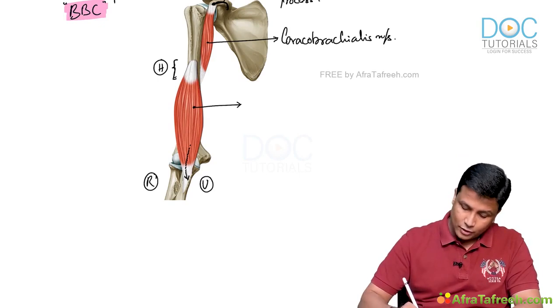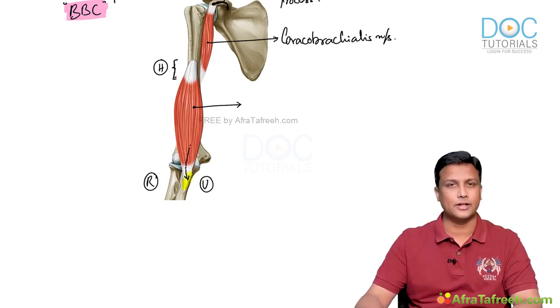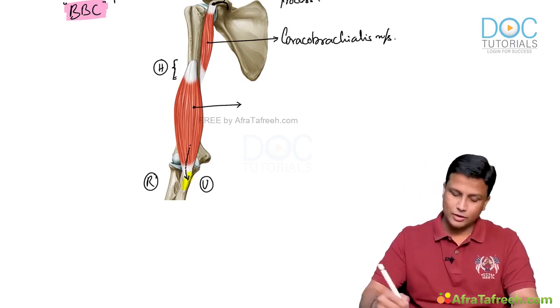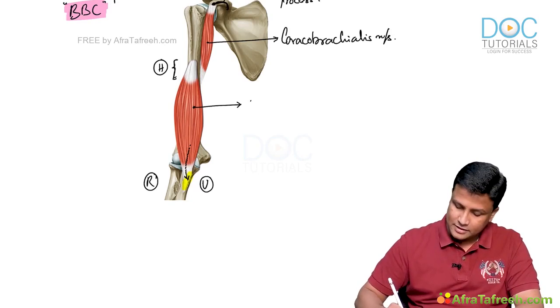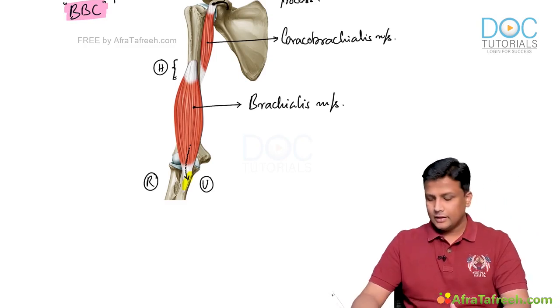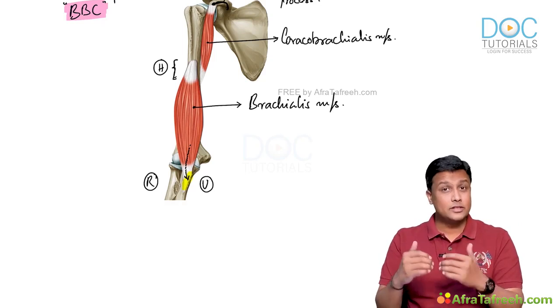It is inserting onto a tuberosity, and this tuberosity is referred to as the ulnar tuberosity. So it's originating from the shaft of the humerus, and then inserting onto the ulnar tuberosity. This muscle is said to be the brachialis muscle. This is the brachialis muscle. And I'll tell you one more thing here, why I'm more interested in the insertion of the brachialis.